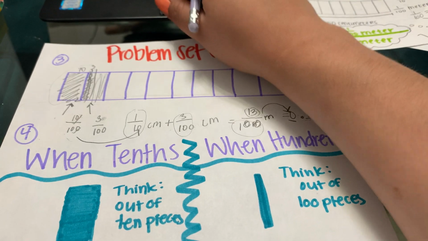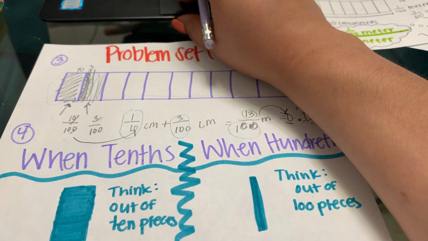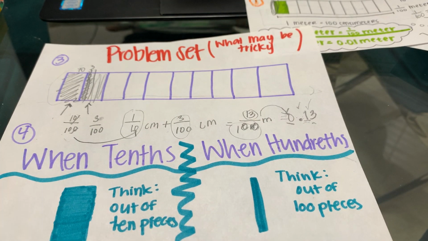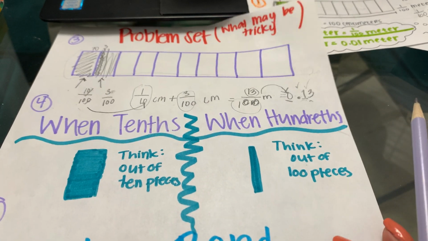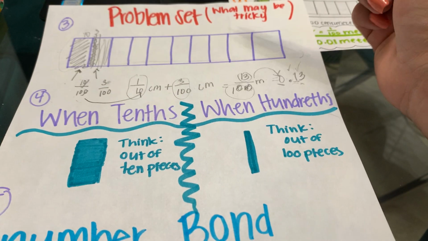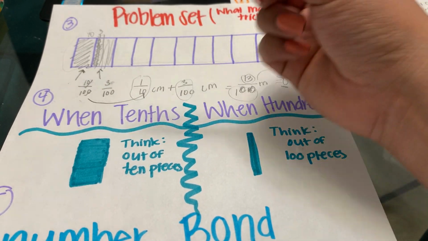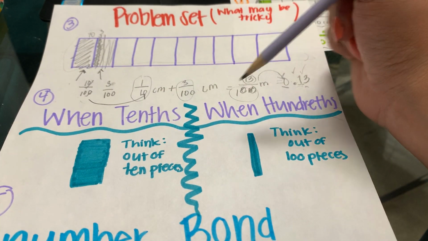Now moving on to question 4. And this will be question 11 for you. It'll just be question 4 on the problem set. When you get to question 4, all you're going to have to do is they'll give you a fraction and you have to color it in.